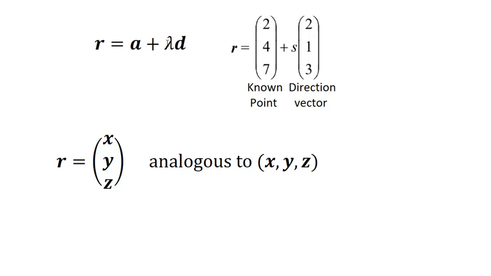And then the traditional letter is lambda, but you will often see T or S. It doesn't matter. This is a scalar constant that represents a unique number for every position on the line. So, for example, S equal to 0 gives 2, 4, 7. S equal to 1 gives 4, 5, 10. S equal to 0.1 gives 2.2, 4.1, 7.3. These are all points on the line because they all obey this equation.